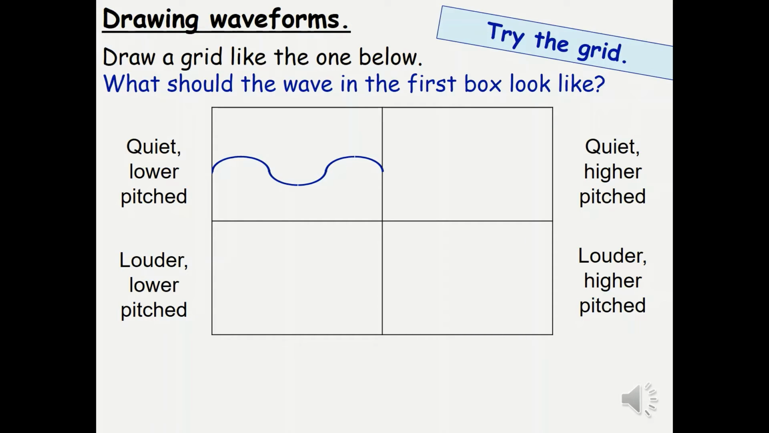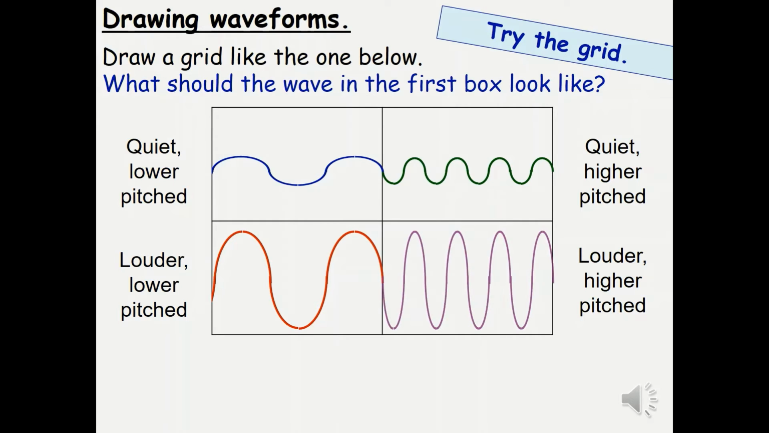Let's think about this. You can try this. For the first one, we notice that it's quiet and lower pitch. If we look at the next, it's quiet and higher pitch. In this instance, it has a greater number of waves, so of course, it's going to be higher frequency, higher pitch. When we think about louder and lower pitch, it's the same frequency, but it has a higher height or higher amplitude. And of course, louder and higher pitched, well, still has a high amplitude, but also numerous waves, which makes it high pitched.